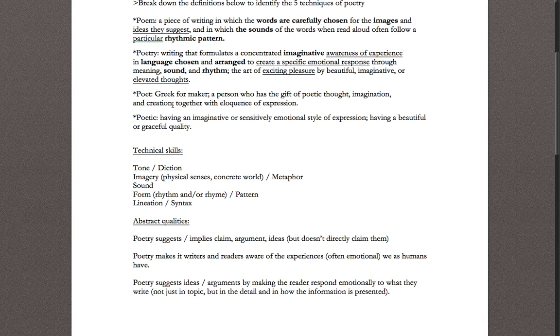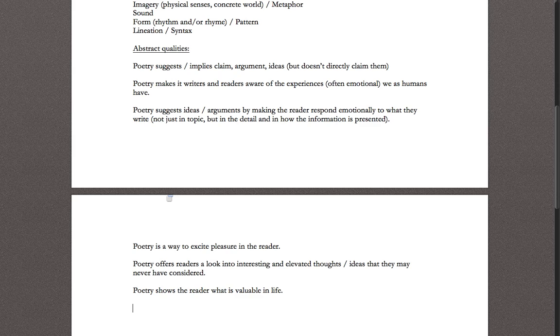Let's see if there's anything from these that's different. Poet means Greek for maker. That's where I get the class question, how does a poet make meaning? Because poet literally means maker. In the same way, again, that someone makes something physical, they're just making something that is in words. A person who has the gift of poetic thought, imagination, and creation, together with the eloquence of expression. And we got this idea of elevated thoughts and imaginative awareness of experience and creation. So we already touched on that. Poetic means having an imaginative or sensitively emotional style of expression, having a beautiful or graceful quality. Again, I think that idea of beauty and that idea of emotional expression we've already covered in this list of abstract qualities.